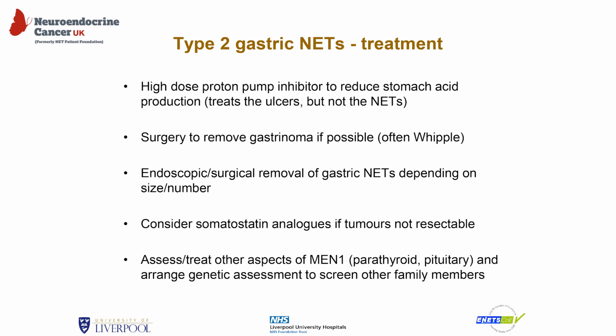If the gastrinoma has metastasized or spread at the time of diagnosis, sometimes we also use somatostatin analogues in this condition. It's also important not just to focus on the gastrinoma and type 2 gastric NET here, but remember that the patient is likely to have multiple endocrine neoplasia MEN1, and not forget to assess and treat tumours in the parathyroid gland or pituitary gland. And because this is a genetically inherited condition, you also need to screen other family members and involve a geneticist.